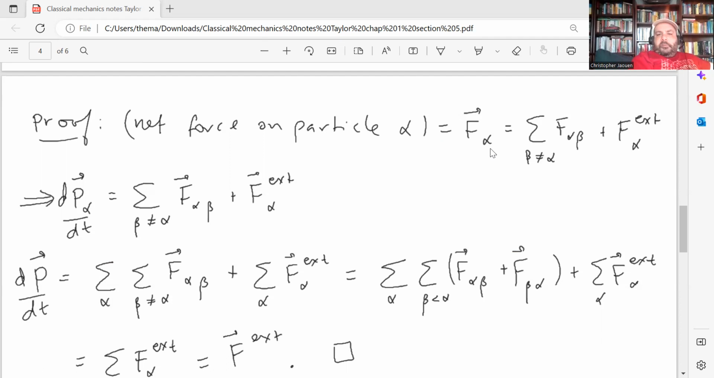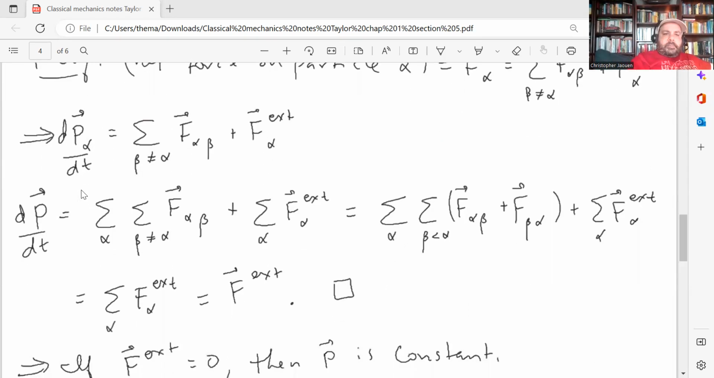So the total force acting on the particle alpha is those forces here, plus whatever external forces are acting on alpha as well. There may be some external forces acting on the particle that are not due to the n particles in the system. And that means that the time derivative of particle alpha's momentum is given by that sum, okay?